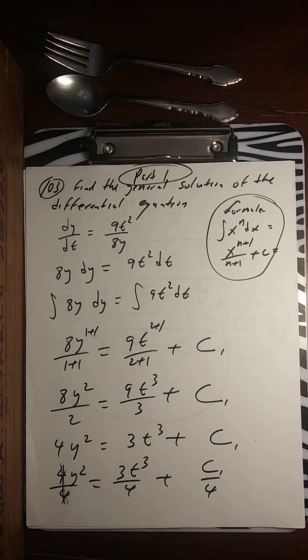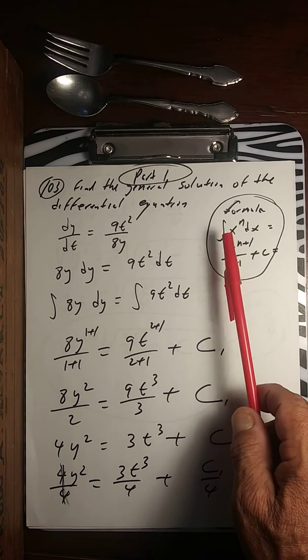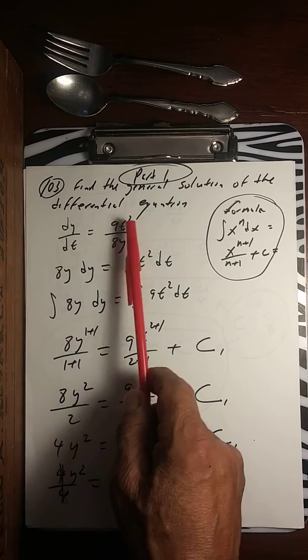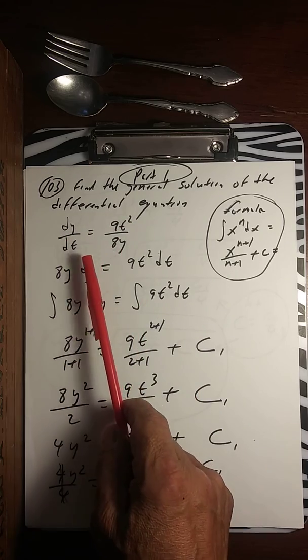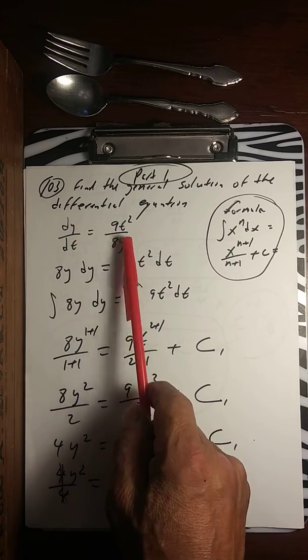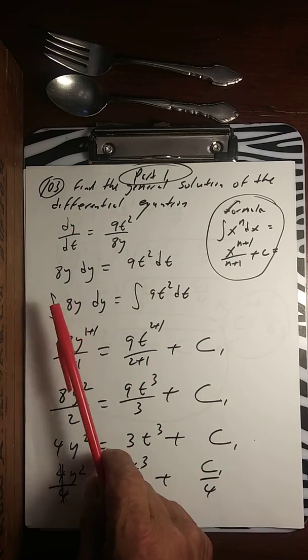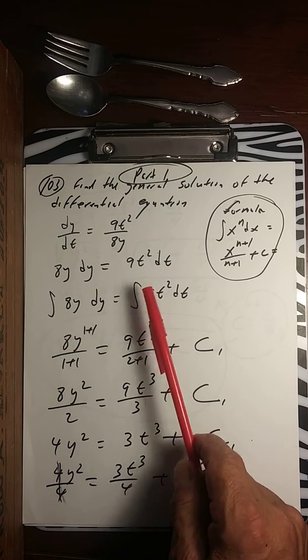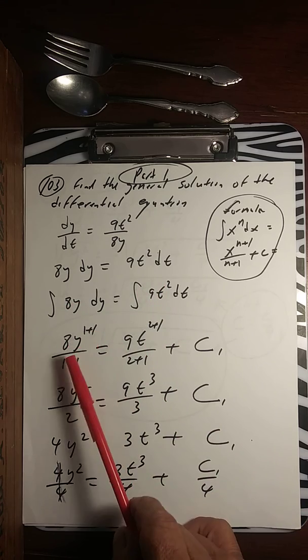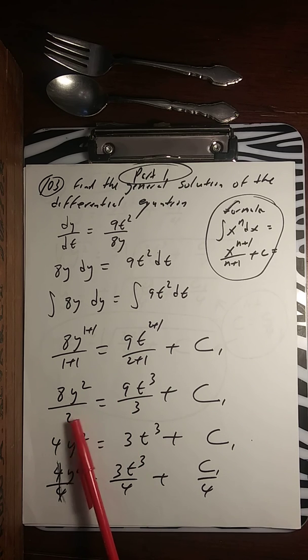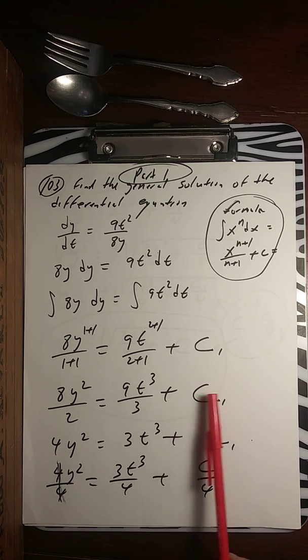Find the general solution of the differential equation, and we need this formula: the integral of x to the n is x to the n plus 1 over n plus 1, plus c. So dy dt is this. Let's cross multiply: that times that, that times that. 8y dy equals 9t squared dt, separated. So now we have the integral of the left side and the integral of the right side. This is going to be y to the 1 plus 1, and t to the 2 plus 1. So 8y squared over 2 equals 9 t cubed over 3 plus c.